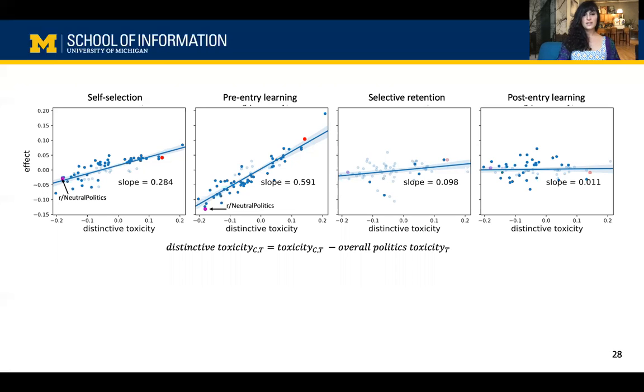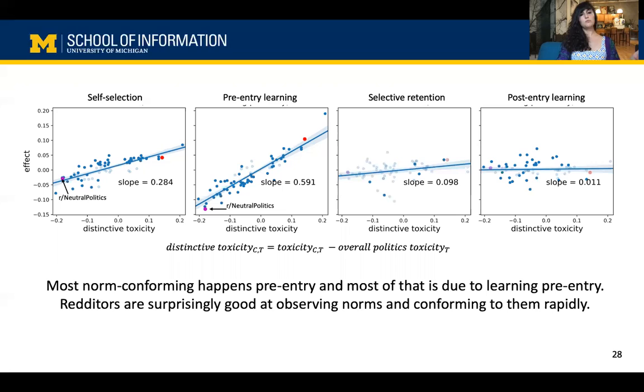So what is the high-level finding? The high-level finding is that most norm-conforming happens pre-entry, and most of that is due to learning pre-entry. So what we're seeing is that Redditors are surprisingly good at absorbing norms and conforming to them rapidly. So what does this study suggest? One, surprising to me at least, is that the norm processes work rather consistently across various political spaces.